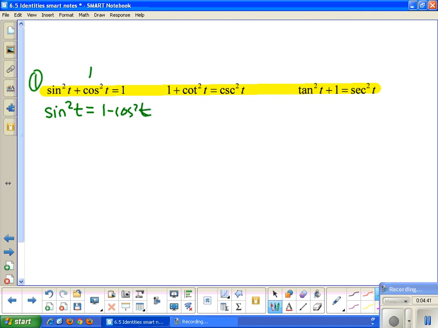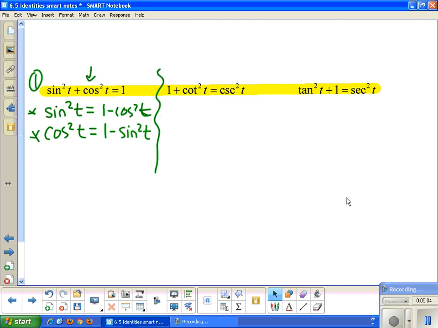Another one we can get is if we solve for cosine by subtracting sine squared to the other side. So cosine squared t is equal to 1 minus the sine squared t. And those you also need to know as well, but they're not really called Pythagorean identities, but we can derive them from our Pythagorean identities. And we often use these values when we're doing our identities to substitute and to solve trig identities.